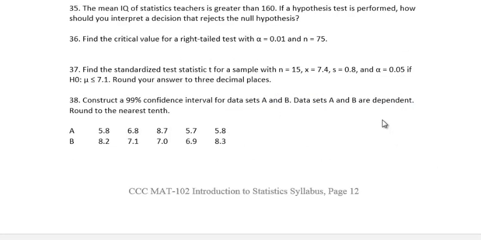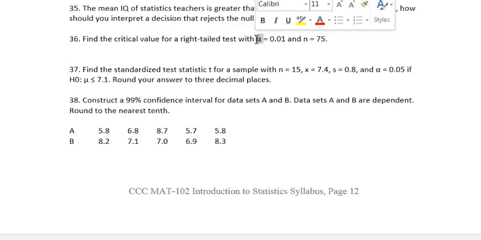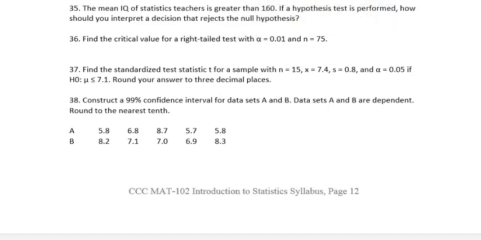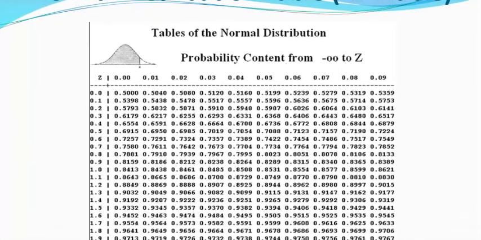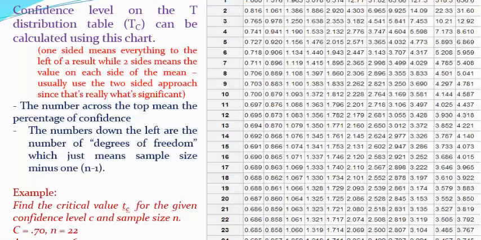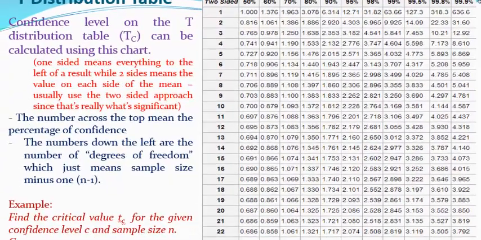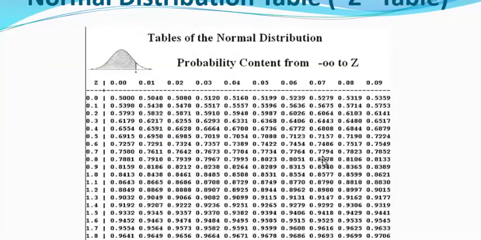Okay, 36. Let's see. We've got find the critical value for a right-tailed test. There was a one-tailed, with an alpha of, in other words, a probability of 0.01, that's 1%, and an n of 75. Since the number is more than 30, we're going to use the z-table, the normal distribution table. Remember, if it was less than 30, we would use the t-distribution table. We'd use the t-table, but we're going to use the z-table here.